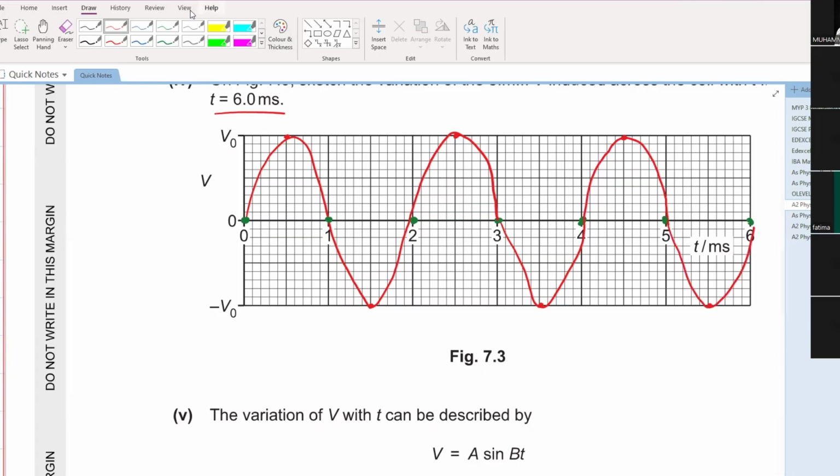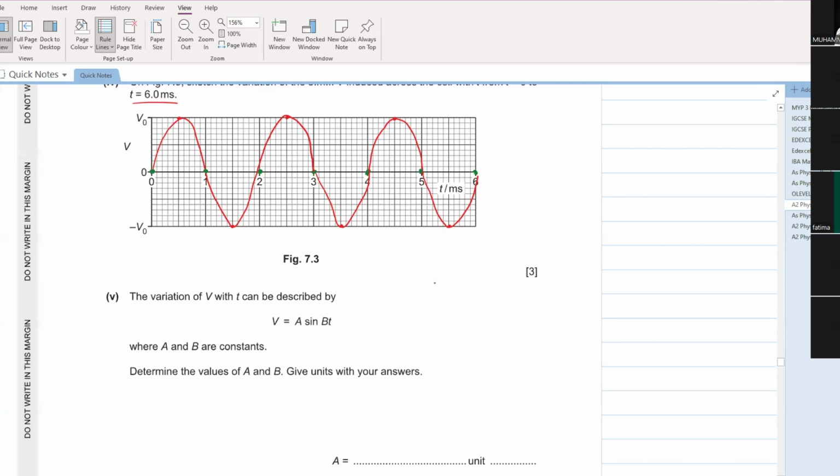Nothing complicated here. This is your voltage versus time graph. The variation of voltage V with T can be described by this equation. This is the voltage versus time graph.